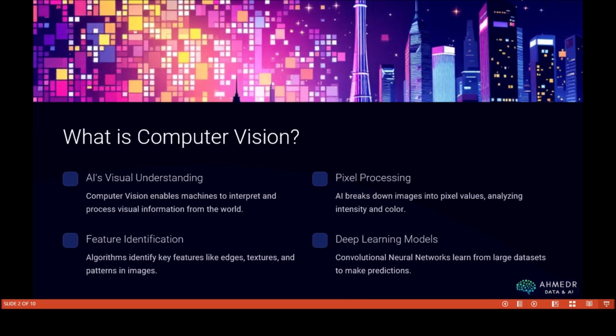Let's understand how AI processes visual data. Computer vision works by processing visual data, such as images or videos, and breaking them down into pixel values. These values represent the intensity and the color of the light at different points in an image. From there, algorithms can identify key features such as edges, textures, or patterns to understand what is in an image.